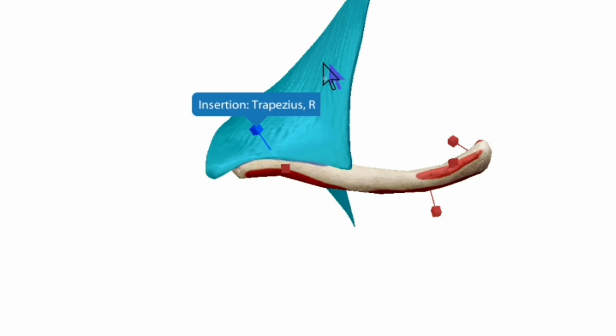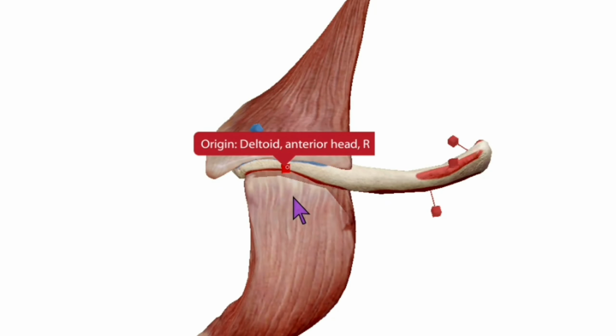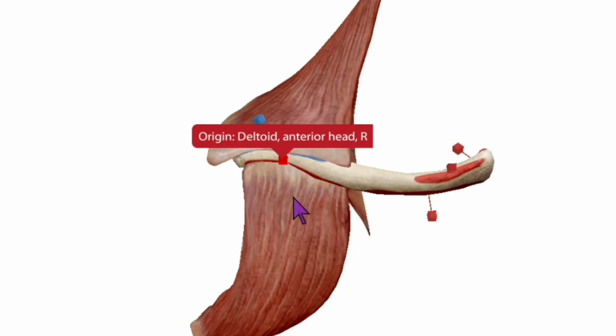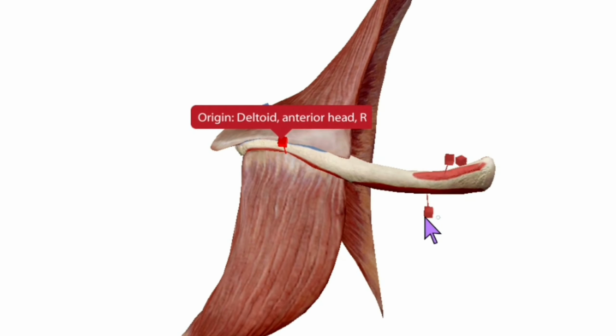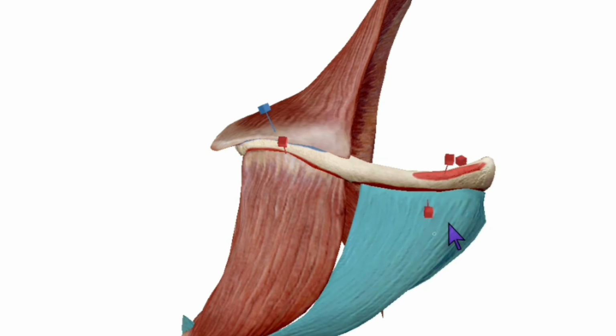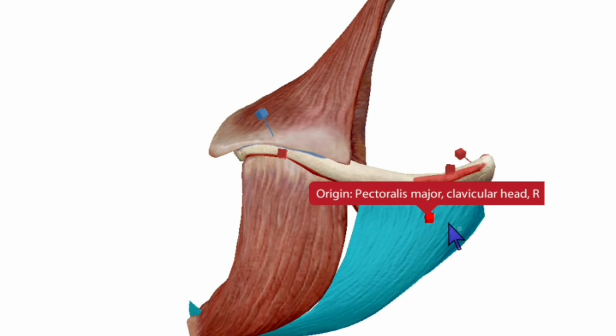Talking about muscle attachments in different parts of the clavicle. Here red color denotes the origin of a muscle and blue color denotes the insertion of a muscle. In the lateral 1/3, this is the insertion of the trapezius muscle and this is the origin of the anterior head of the deltoid muscle. The trapezius muscle is inserted here, the anterior head of the deltoid originates from here, and the pectoralis major muscle originates from here. This is the clavicular head of the pectoralis major muscle.